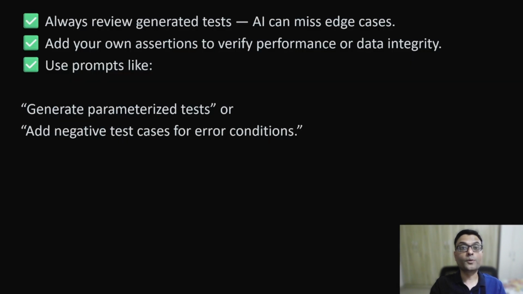Here are a few pro tips when using AI for testing. Always review generated tests. AI can miss edge cases. Add your own assertions to verify performance or data integrity. Use prompts like "generate parameterized tests" or "add negative test for error conditions". Remember, the better you prompt, the stronger your tests.